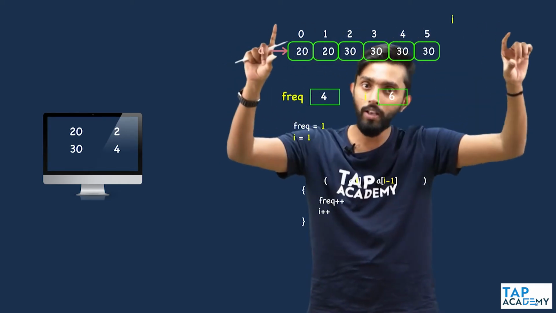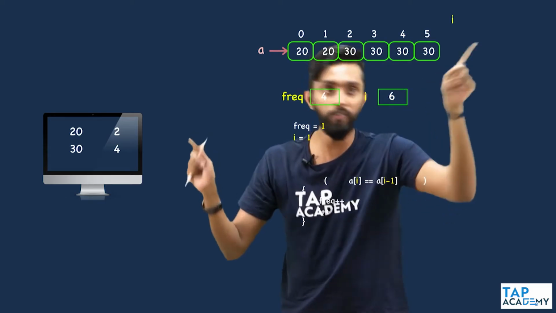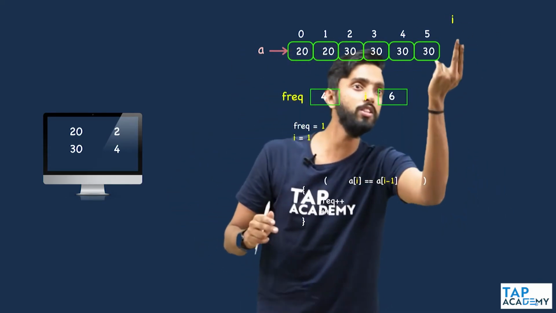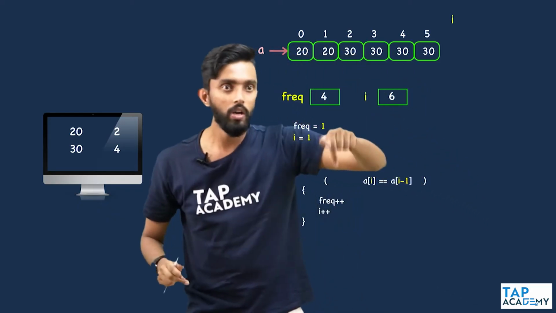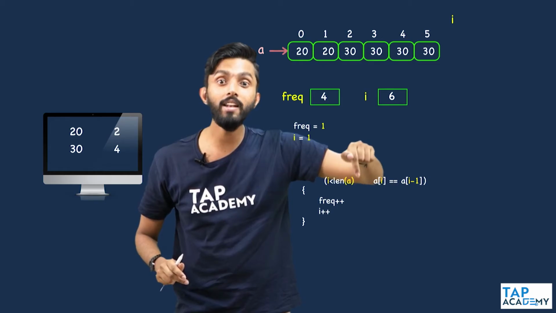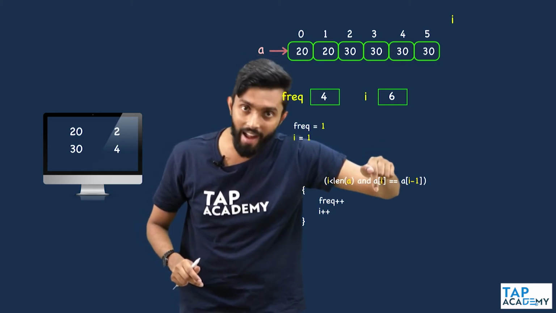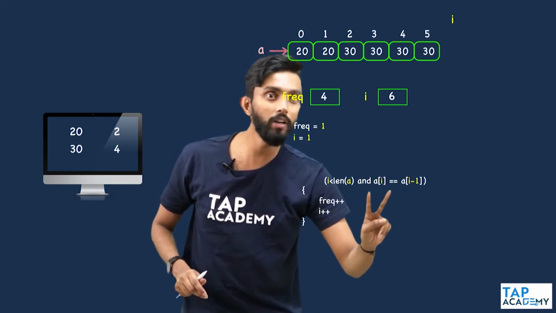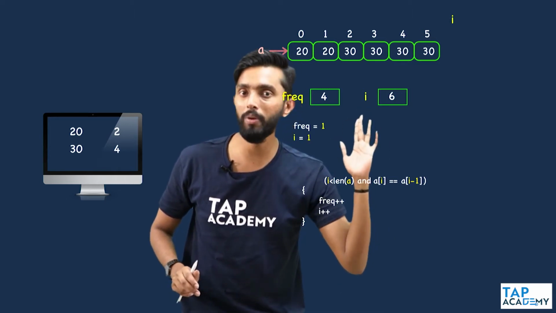What is the length of my array? 6. If I is less means 5, 4, 3, 2, 1, 0. If it was lesser, then I'm inside the boundary. If I'm inside the boundary, then check if ith element is equal to I minus 1 element. So, check if I is less than length of A. If that is true, then check and is ith element equal to the previous element. Both conditions should be true. Only then increment frequency, increment time.